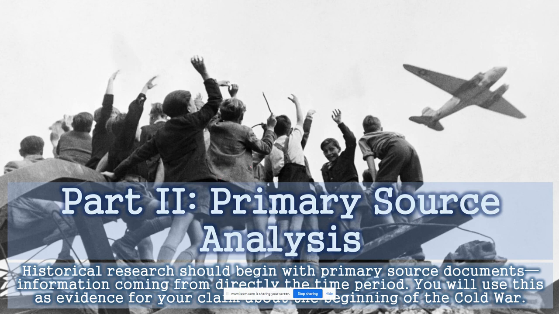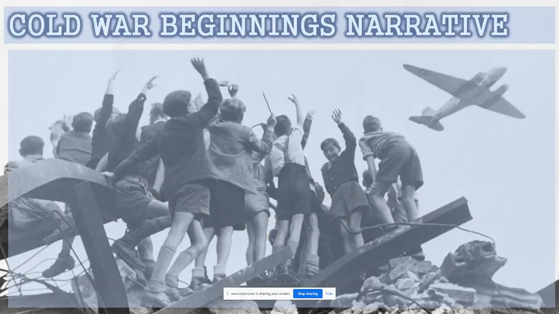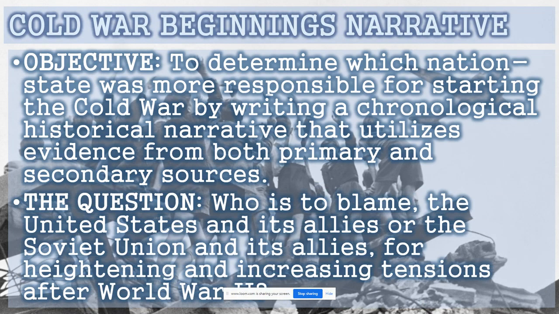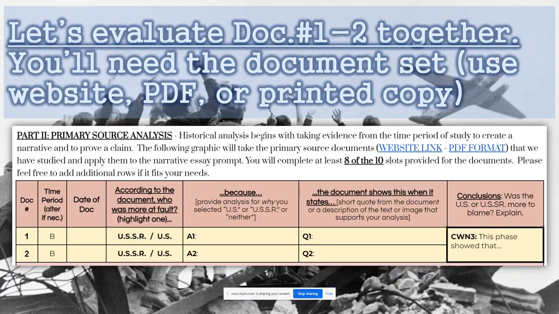All right, the second part we want to take a look at is to actually use primary source documents to support the argument that we are making. Okay. And we were answering the question, who's to blame, the US or the Soviet Union? And we've gone through a series of documents which you can use as evidence for blaming one side or the other. Okay, so we're going to start off here evaluating document number 1 and document number 2.